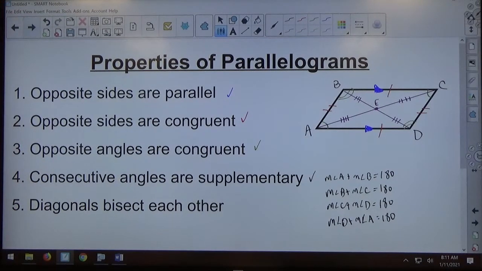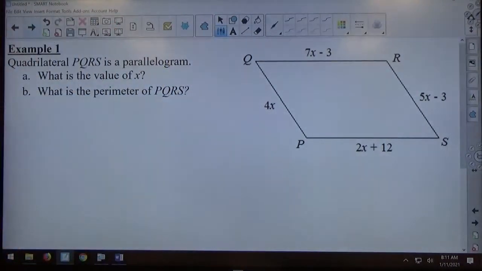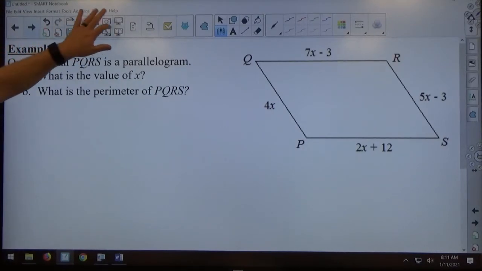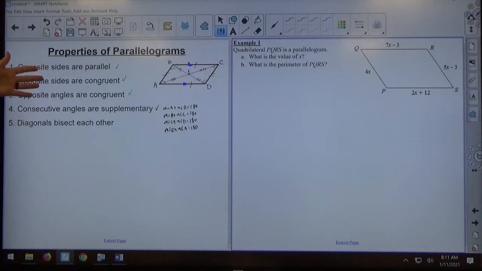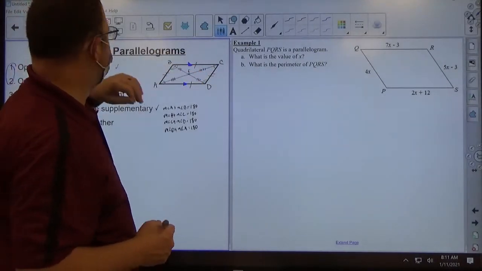So, example 1, quadrilateral PQRS is a parallelogram. So again, they're telling you that's a parallelogram, so immediately all those properties we just saw a moment ago are alive and well in that parallelogram. There are no diagonals drawn, there's no angles marked, so the only thing I can deal with is the opposite side and opposite side stuff. So these are the only 2 properties that are going to come into play on this one. Opposite sides are parallel, opposite sides congruent. I'm trying to find the measure of x and the perimeter of PQRS.